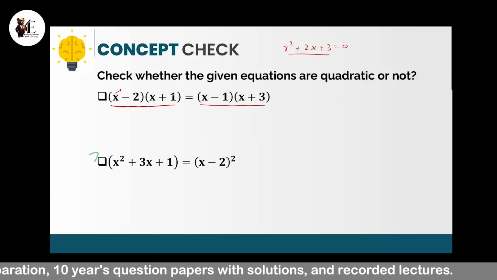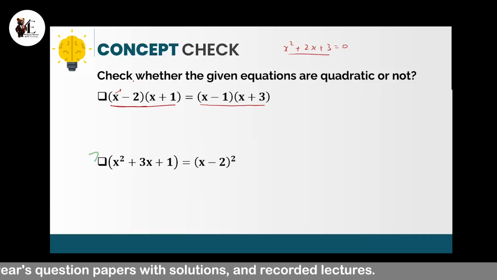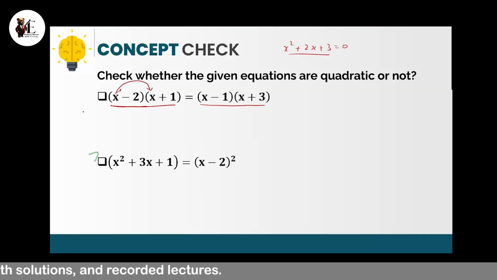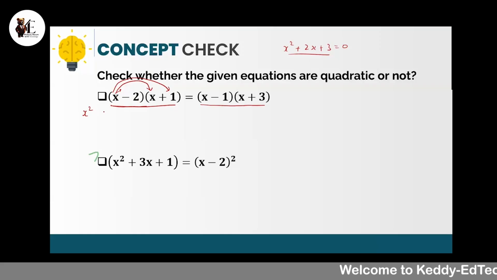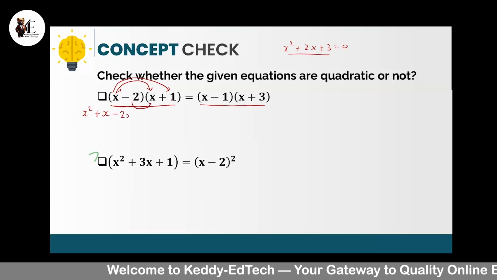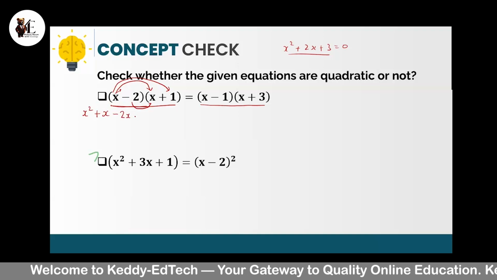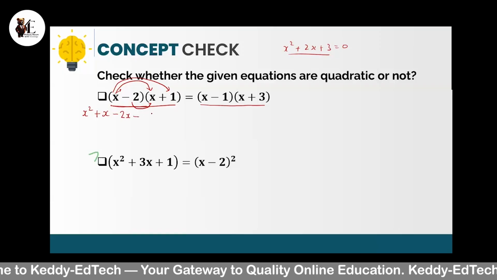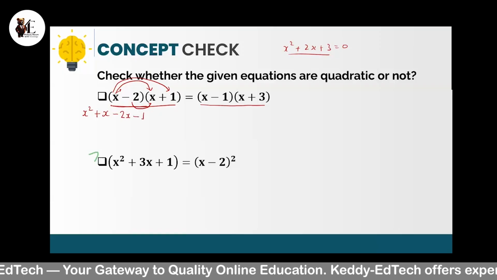So x minus 2 and x plus 1 has to be multiplied. Firstly, this x will multiply each term of the second bracket. So x into x, that will be x square. Then x will be multiplied by 1. When you multiply anything by 1, you will get that thing. So x into 1, that will be positive x. Minus 2 into x, that will be minus 2x. Minus 2 into plus 1, that will be negative 2.